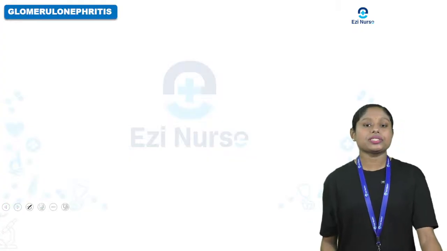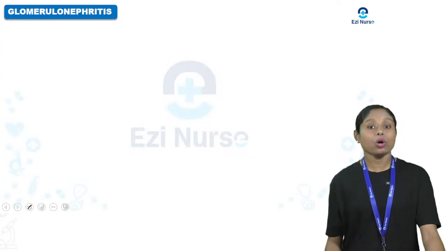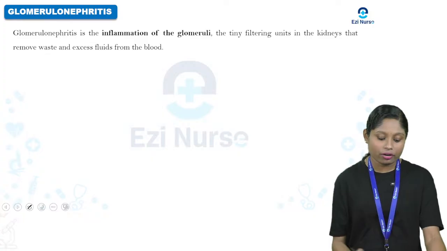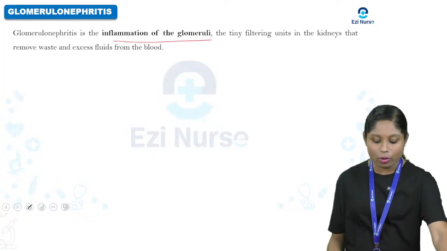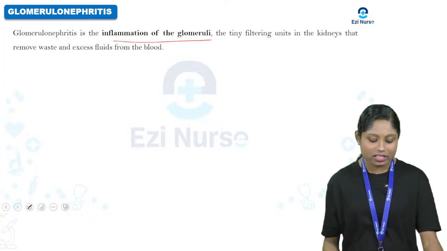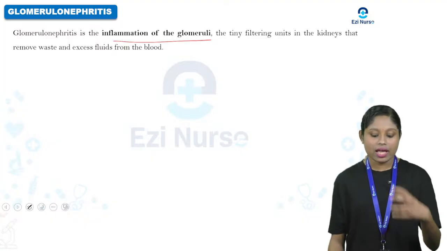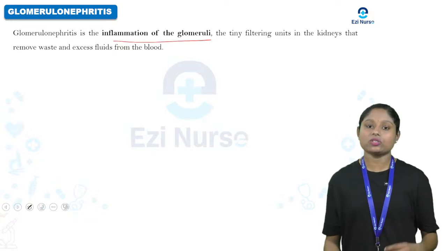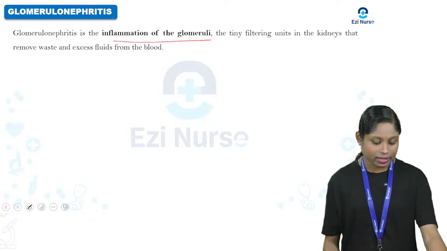Next, we are going to discuss another important topic, that is glomerulonephritis. What is glomerulonephritis? It's the inflammation of glomeruli, the tiny filtering units in the kidney that remove waste and excess fluid from the blood. So it is an inflammation of glomeruli. That is what is known as glomerulonephritis.